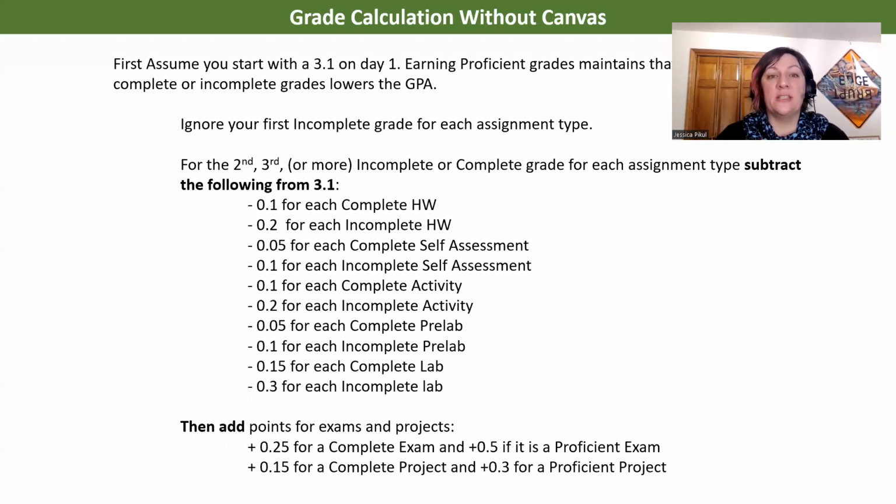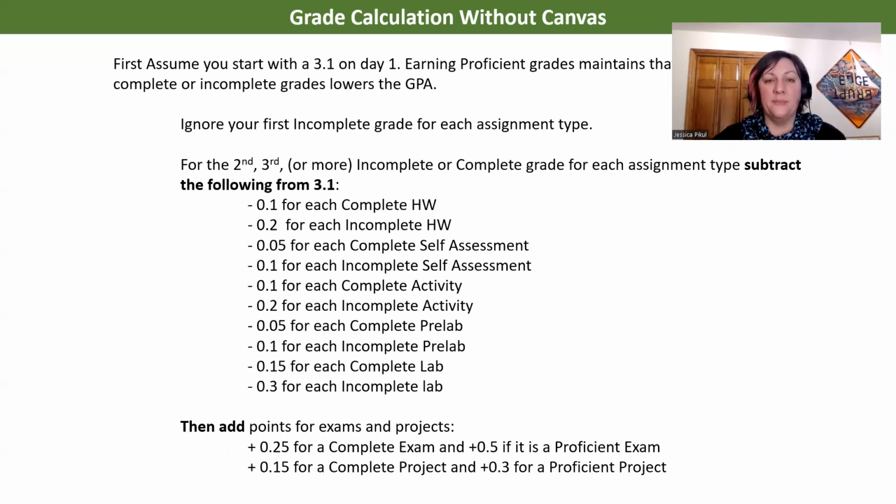Which gets to maybe the core of this idea, which is on day one, I'm going to assume we all have a 3.1 in the class. As you move forward and earn proficient grades, you maintain that 3.1. And then when you reach exams or project points, you can increase that grade above a 3.1. So to calculate a grade, I start with that 3.1 assumption and then subtract points for anything that isn't proficient. If something is complete, it'll have a different decrease in points than if it's incomplete.